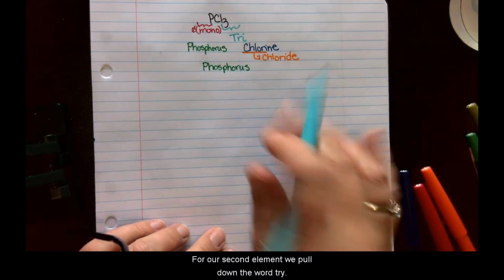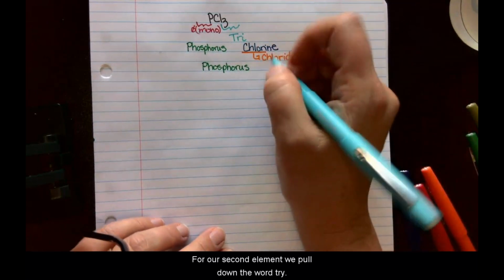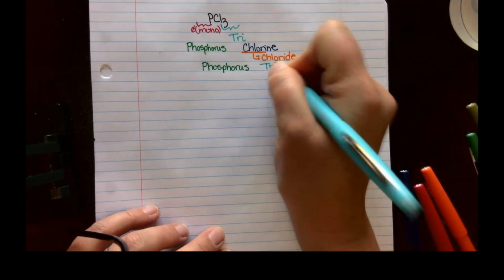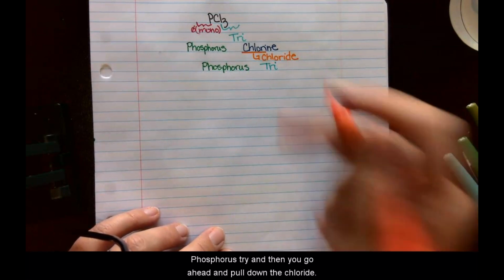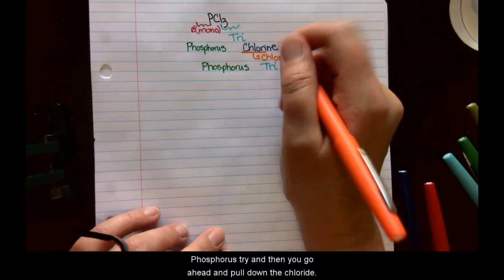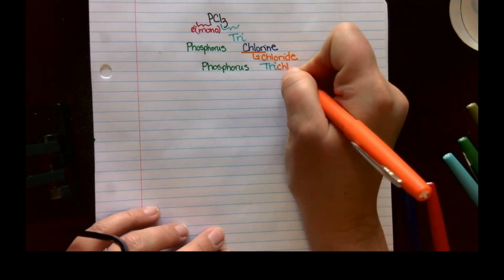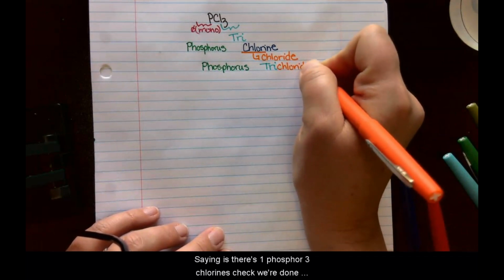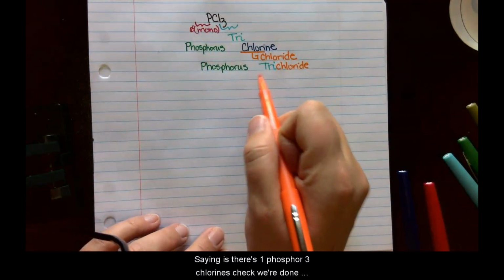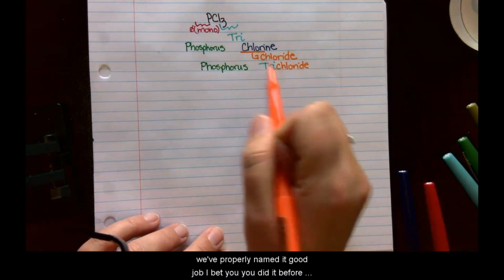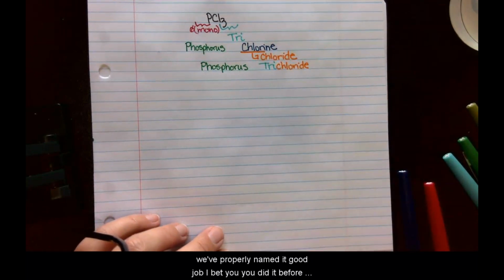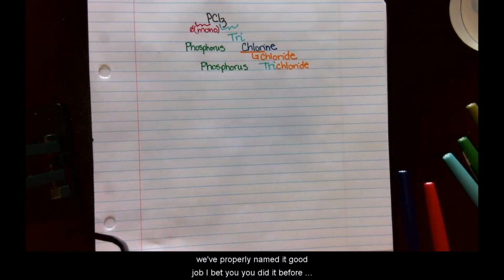And then for our second element, we pull down the word tri. So it's phosphorus tri, and then you go ahead and pull down the chloride. And what this is saying is there's 1 phosphorus, trichloride, 3 chlorines. Check, we're done. We've properly named it. Good job. I bet you did it before I even finished it.